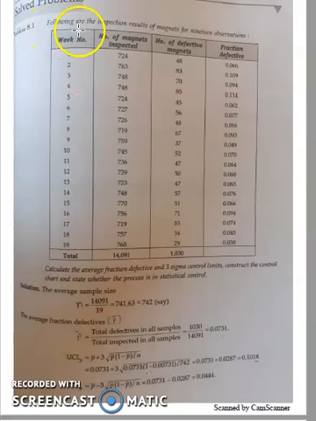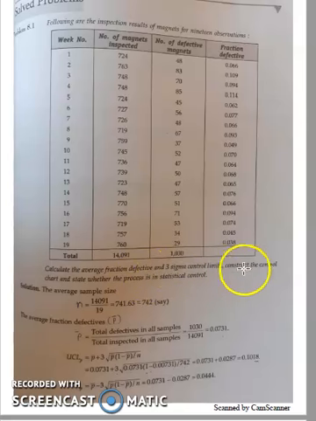Here the problem is given. A manufacturing company manufactures magnets, and in the first week they inspected 724 magnets, out of which they found 48 defective. This is 19 weeks of data: number of magnets inspected and number of defective magnets are given. Only these three columns are given.